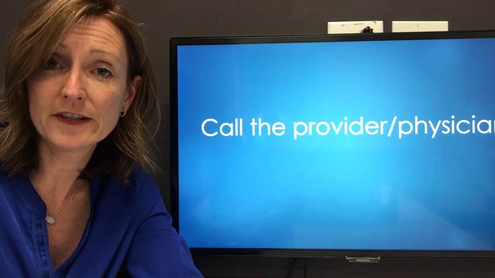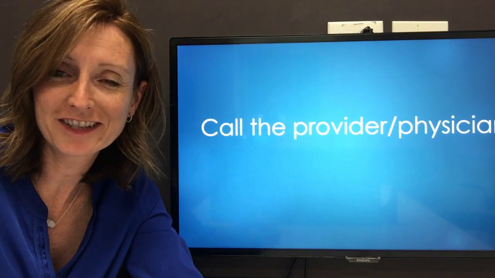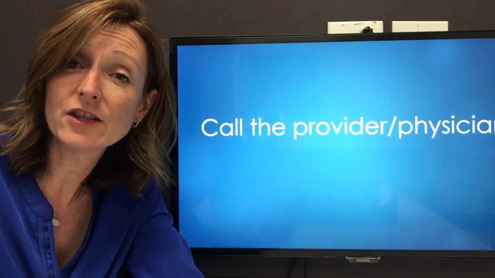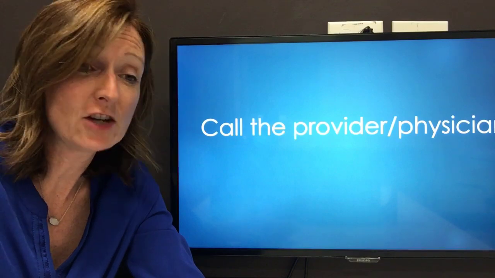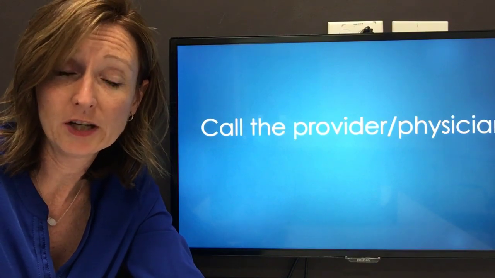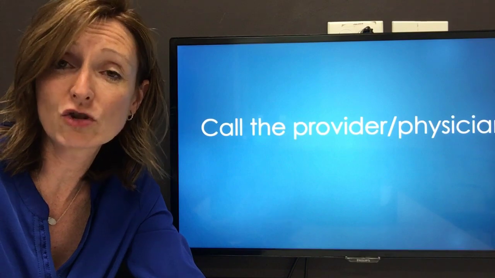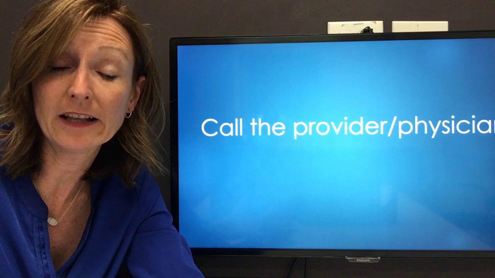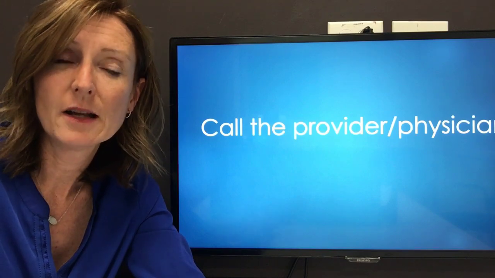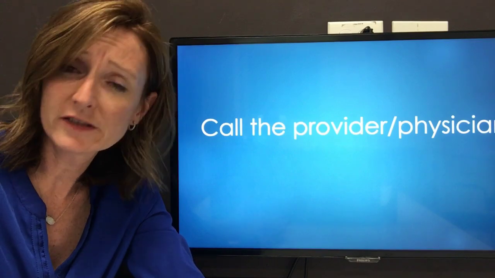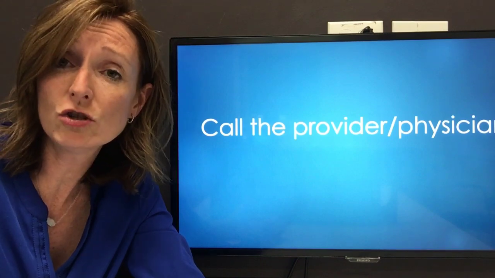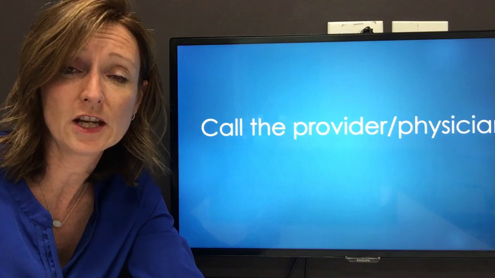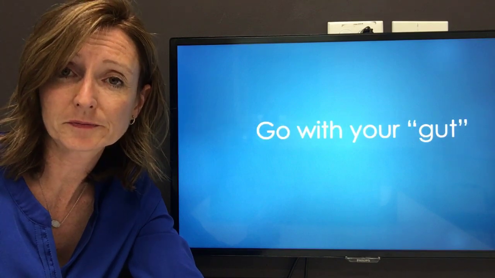Call the provider or the physician is a pass the buck answer choice. So this is appropriate if whatever care the patient needs is outside the scope of the RN. So if the patient has a cast on and their toes are blue, it is outside the scope of the RN to take the cast off. You need to call the provider to get that cast off immediately. That would be perfectly appropriate. But if there is an answer choice that there's something within the scope of nursing practice that you can do to care for that patient immediately, choose that answer choice and don't choose the call the provider answer choice.